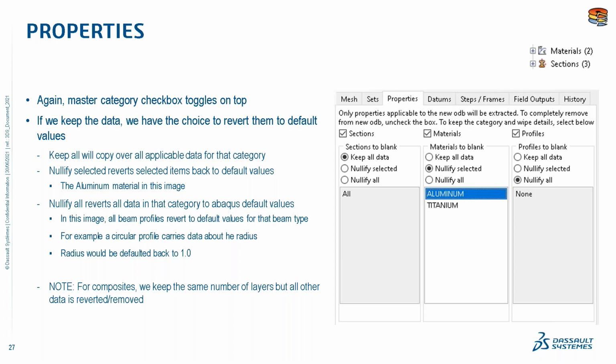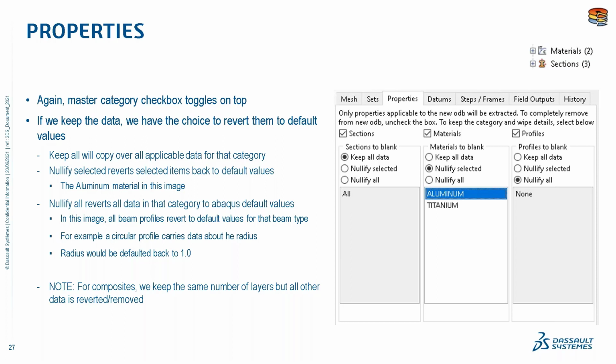And we have radio buttons to either keep all of the data, so I can keep all of the material data, for instance, in the center there, or I can nullify selected, which means get rid of specific data. It'll keep the container for that data, but it'll wipe all of the data in that container and it'll default it to the original data. So if I'm looking at a beam profile and I've got a circular profile, the only information in the beam profile is the radius of that beam.